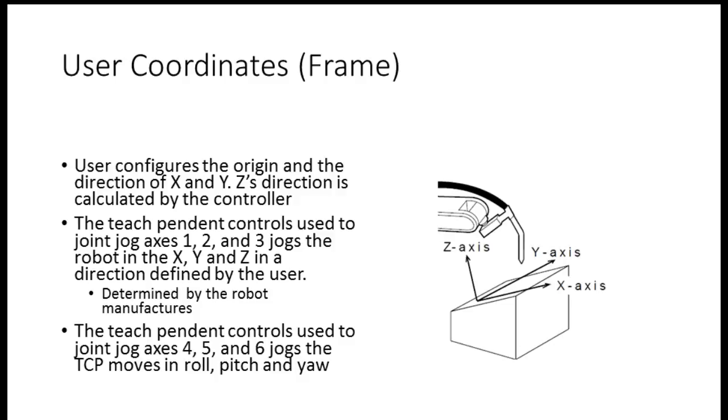And then we have what we call user coordinates. User coordinates, you establish the origin, and you establish the direction of X, Y, Z. So user coordinates is a configurable frame. Tool coordinates is a configurable frame, but we don't determine the direction of X, Y, Z. We determine the location of the tool center point. World frame, it comes built into the robot. Y'all cannot do anything about that.